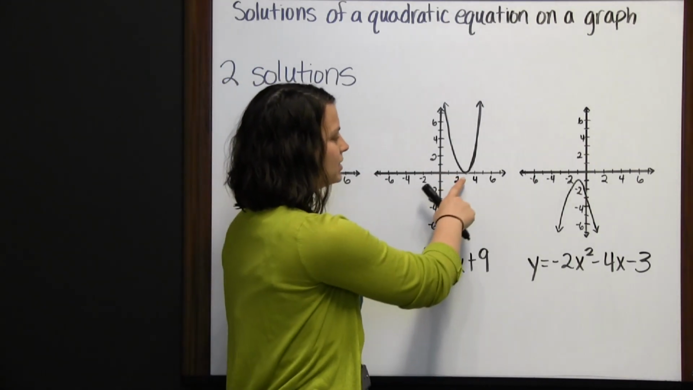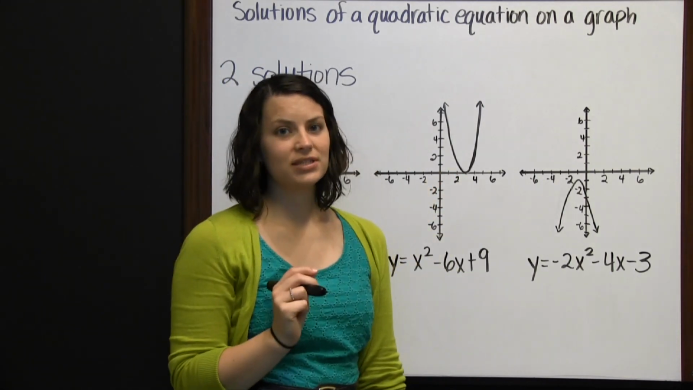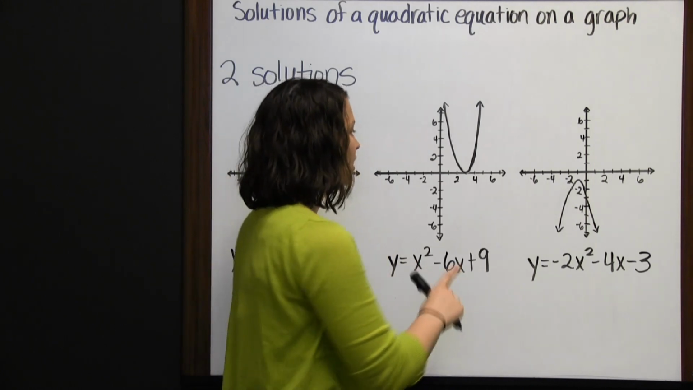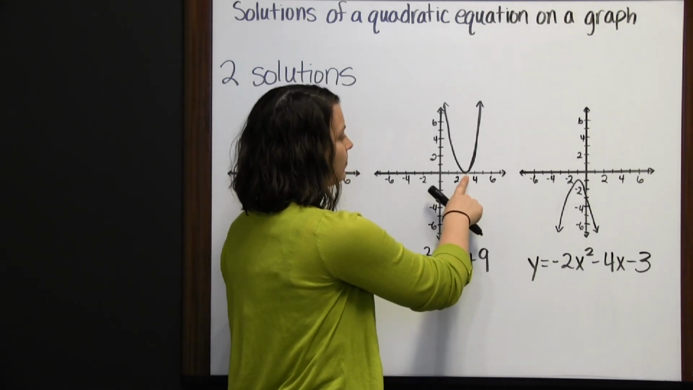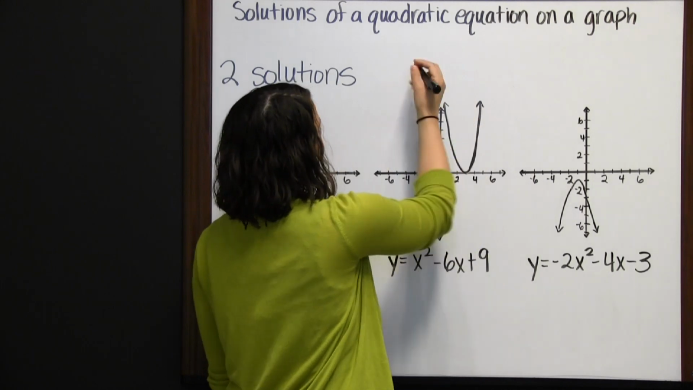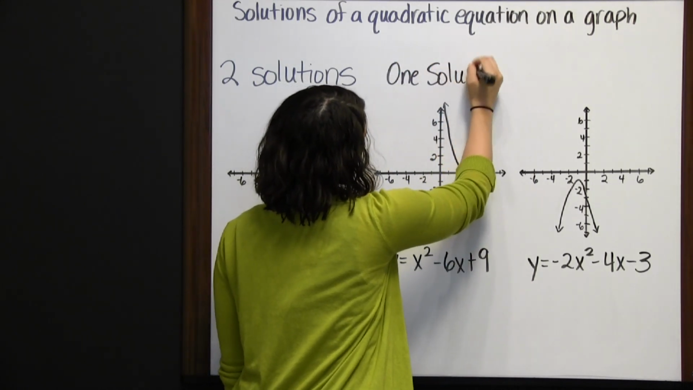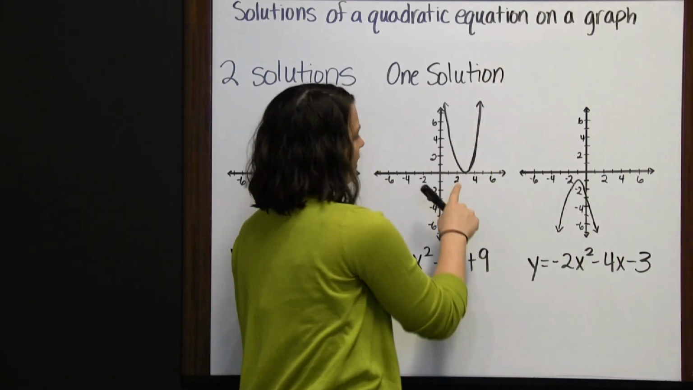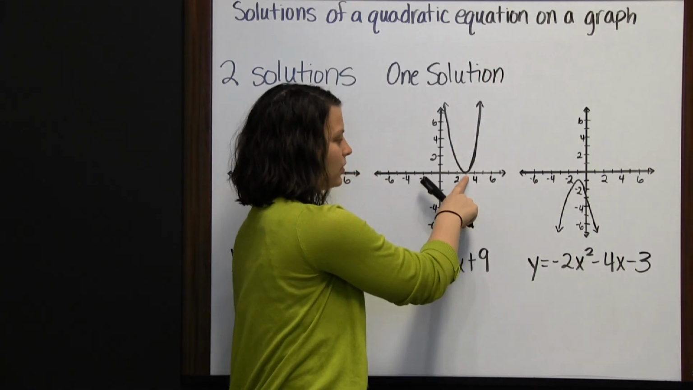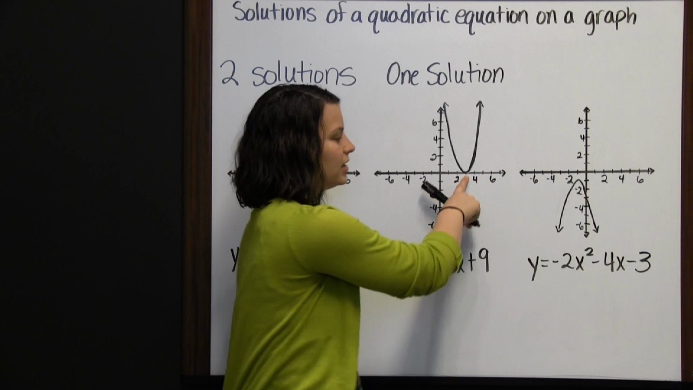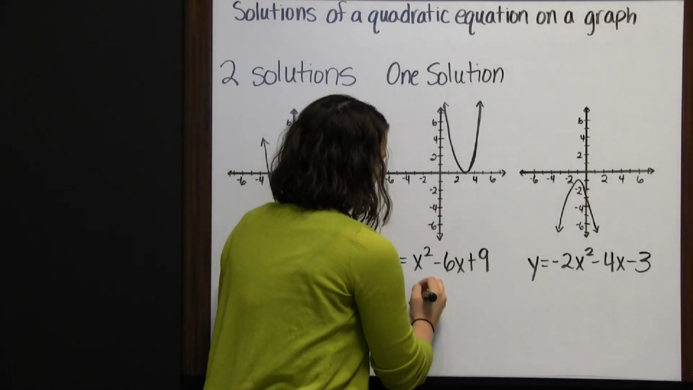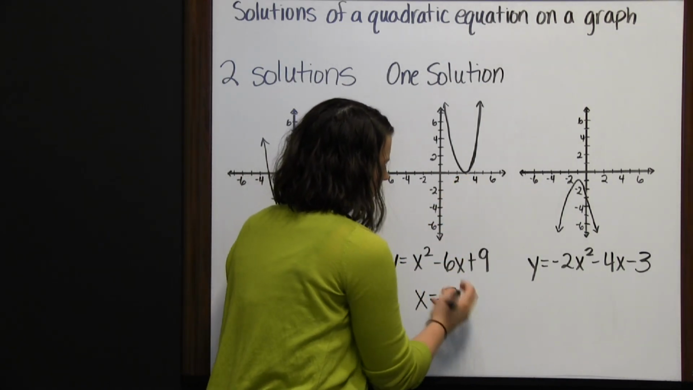And when that happens, it's the vertex that touches the x-axis 1 time. And so this parabola, this graph would only have one solution. And the solution here is the vertex where it intersects the x-axis at positive 3. So here our solution would just be x equals 3.